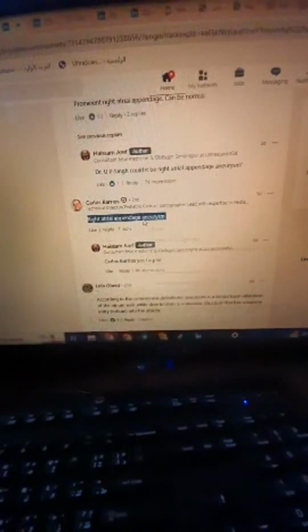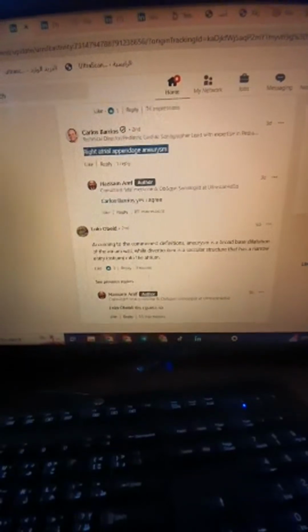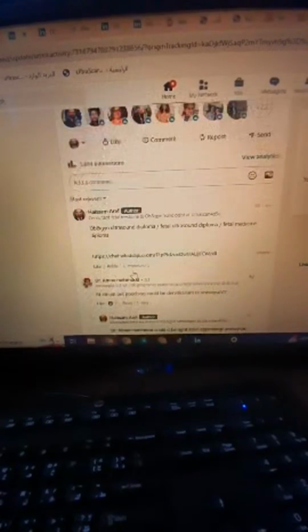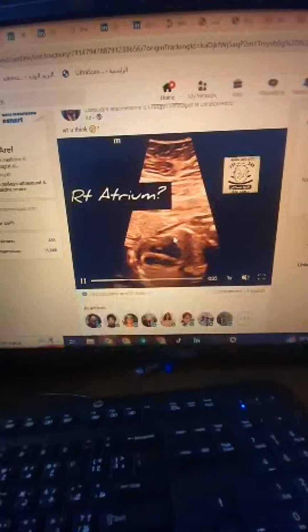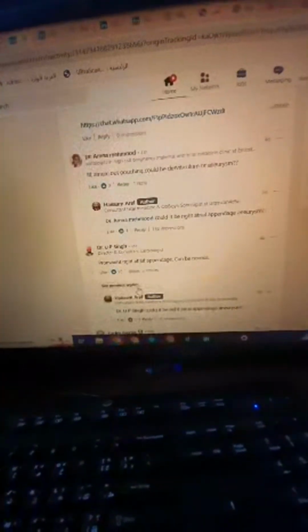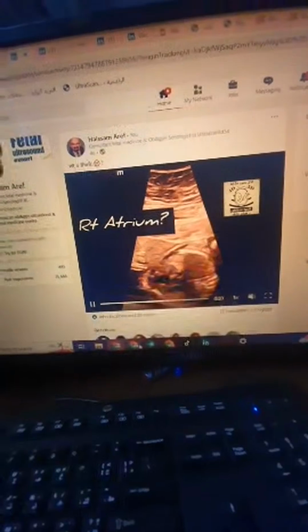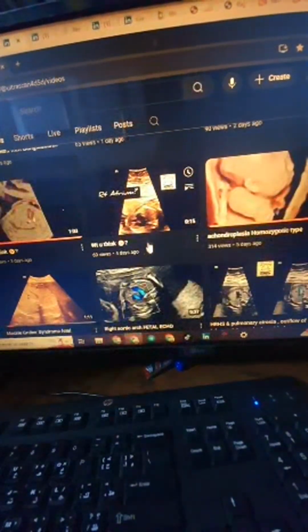This is the correct answer from Dr. Carlos. And yes, a broad dilatation. So yes, it's a right atrial appendage aneurysm. I guess nobody depicted it with this clarity before. So I beg you to see this case to know what the appearance is. I'm talking to Dr. UP Singh. Yes, this is a case of right atrial appendage aneurysm. I hope you like it. So let's go back to our case and change the description.